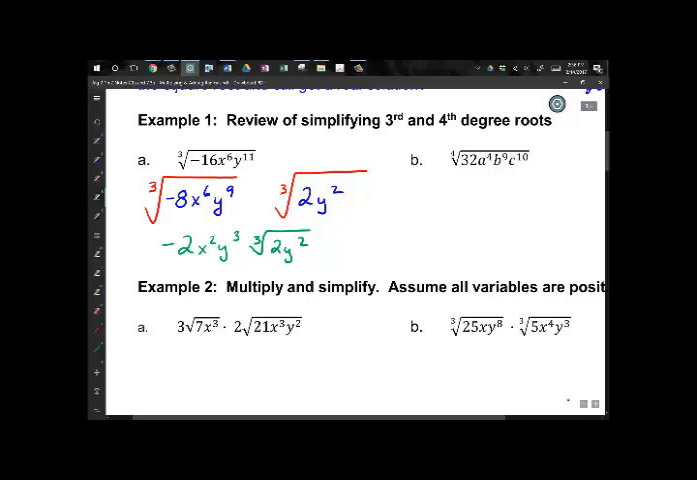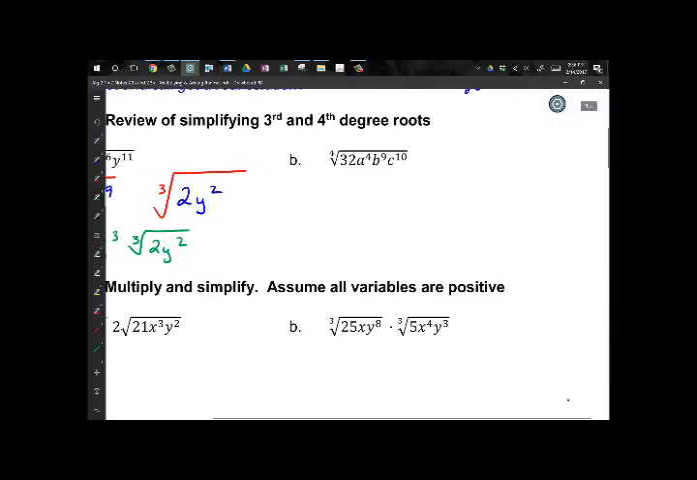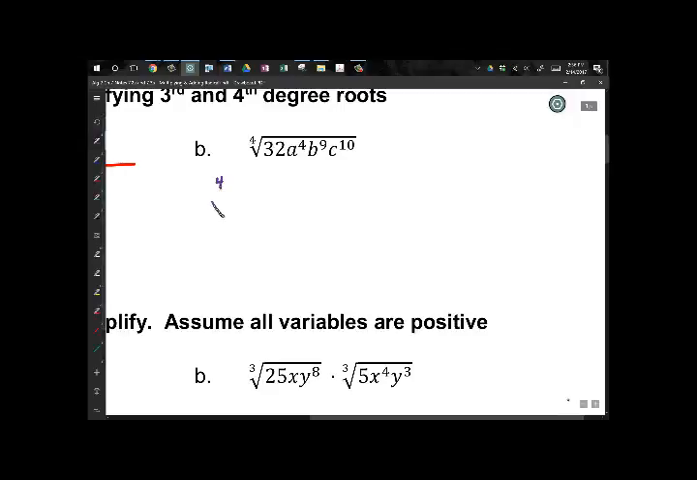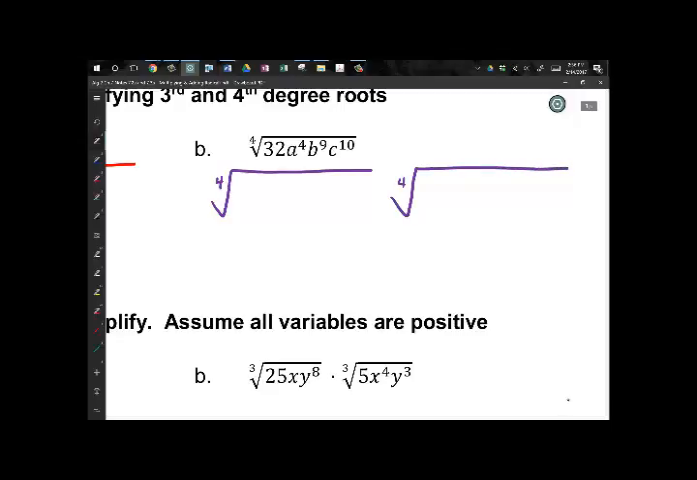Let's look at an example of a fourth root, fourth index problem. We've got the fourth root of 32, a to the fourth, b to the ninth, c to the 10th. I tried to include all the different possibilities here. So once again, we're going to break this into two roots. The first root will be the perfect powers of 4, and the second root will be what is left over.